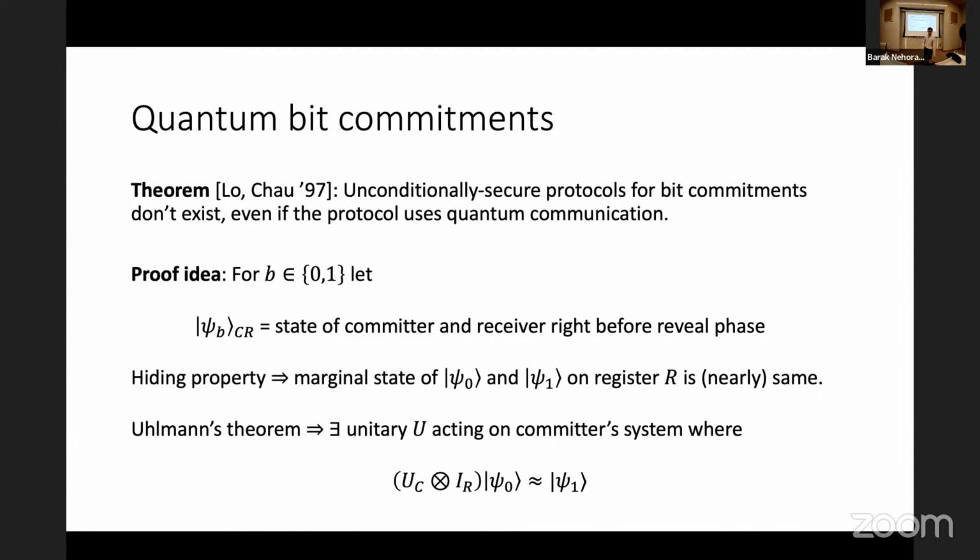But then you can just apply Uhlmann's theorem, and the committer can apply a unitary acting only on his qubits, his system, to switch. Maybe he originally committed to bit 0, so they're in this state. But then he can apply a local unitary to transform the whole system from psi_0 to psi_1. He would have essentially changed his mind. So when he runs the reveal phase, he would have convinced the receiver that he actually committed to bit 1, even though that's not what he did. So he's broken the binding property of the commitment scheme.